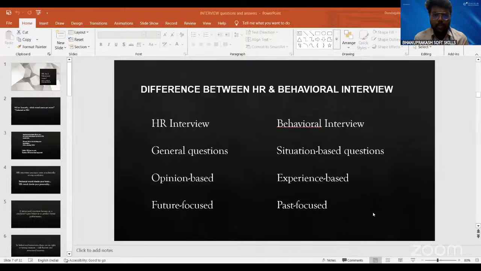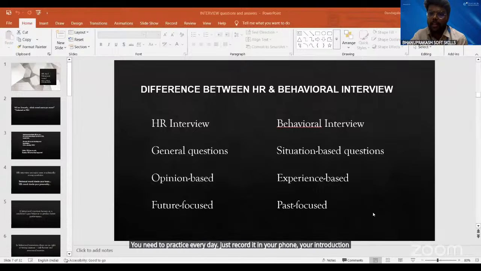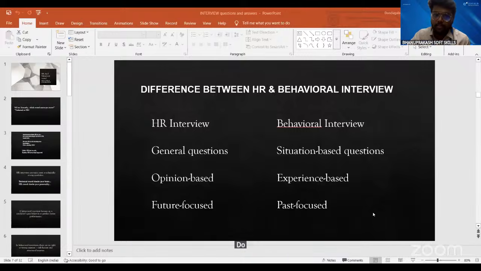What's the best way to reduce nervousness? I'll discuss about that in the communication class. How to speak slowly in introduction? It's all about practice. You need to practice every day. Just record your introduction in your phone and try to listen. Do it again and again. By that, you can easily overcome that problem.